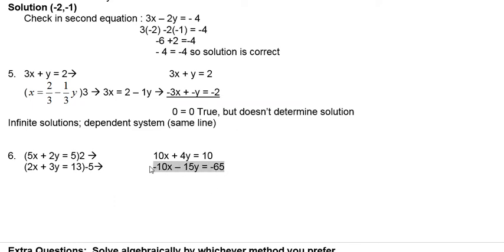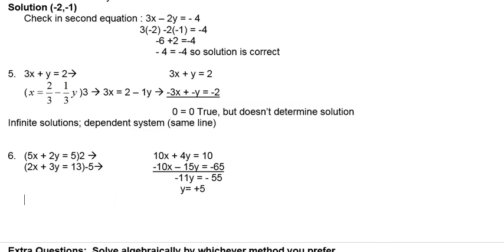So I'm going to take those, I'm going to add them up. So my 10x and my negative 10x cancel. I'm left with negative 11y equals negative 55. Divide both sides by negative 11. We get y equals positive 5.